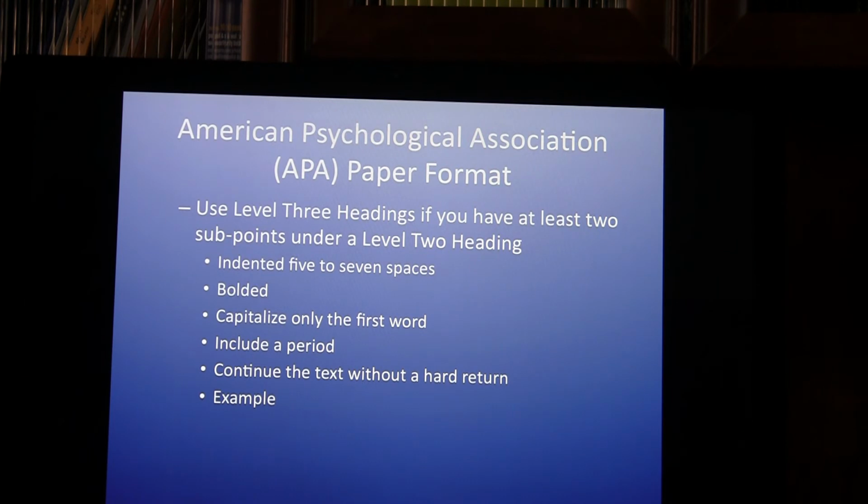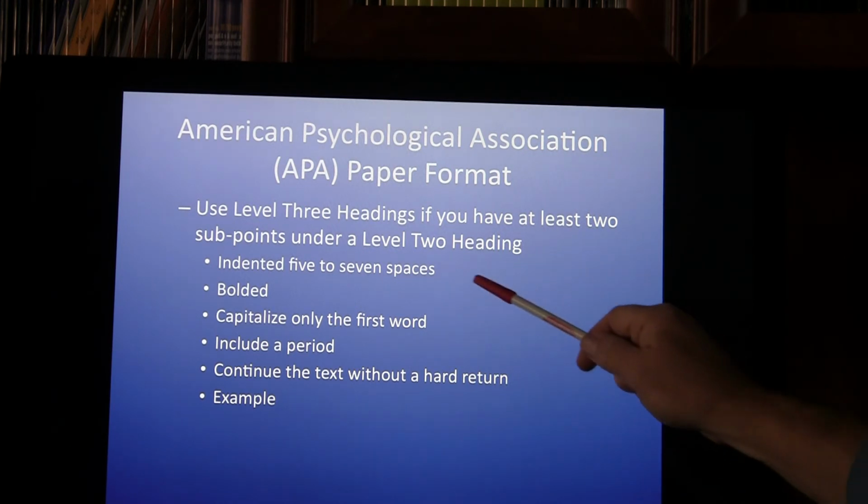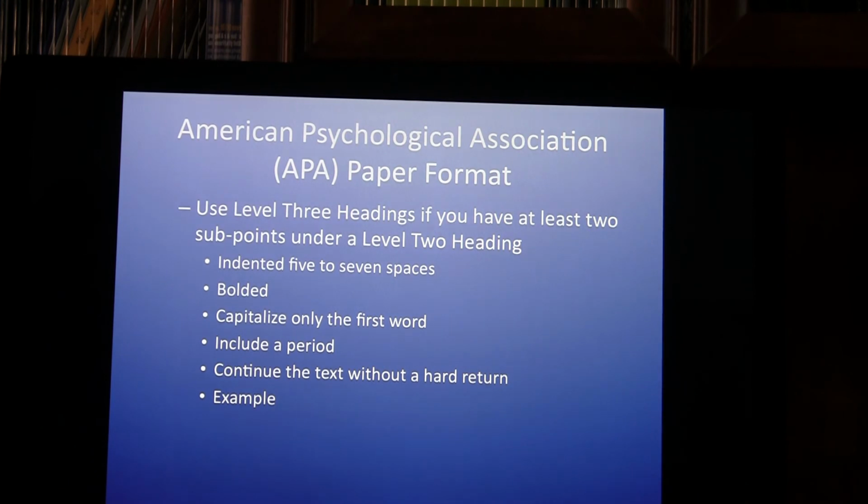There's also level 3 headings, and again, you have to have at least 2 level 3 headings under a level 2 heading. If you only have one level 3 heading, then don't use headings. Level 3 headings are indented 5 to 7 spaces, they're bold, you capitalize only the first word. You do include a period, and you continue the text without a hard return.